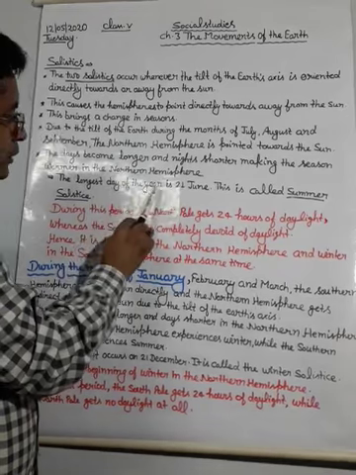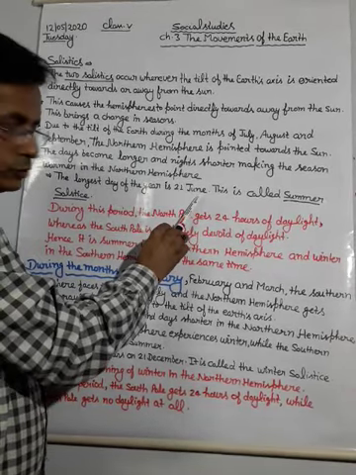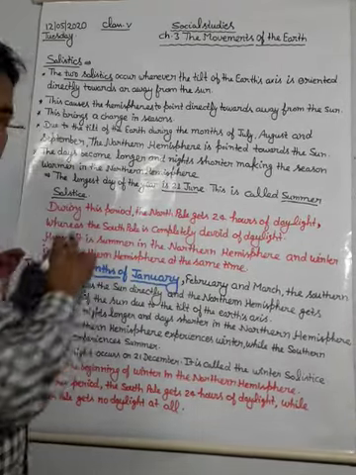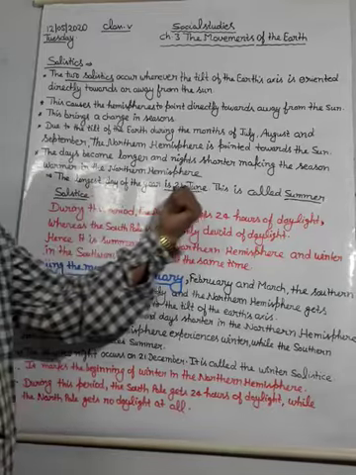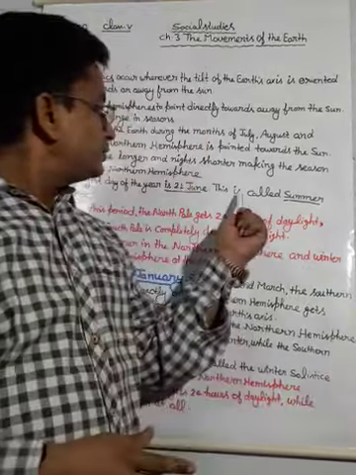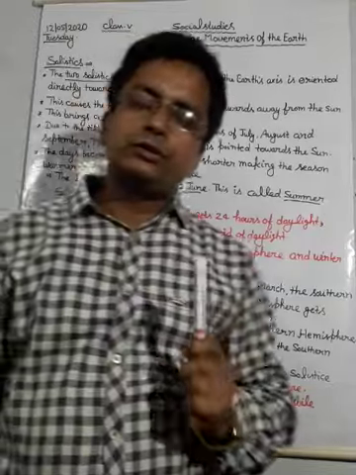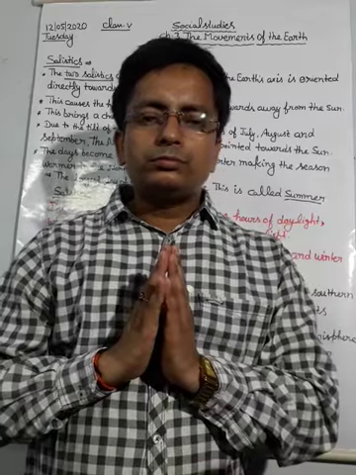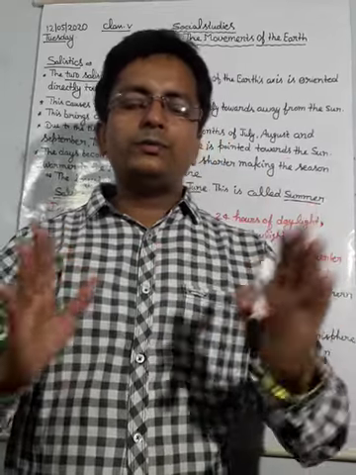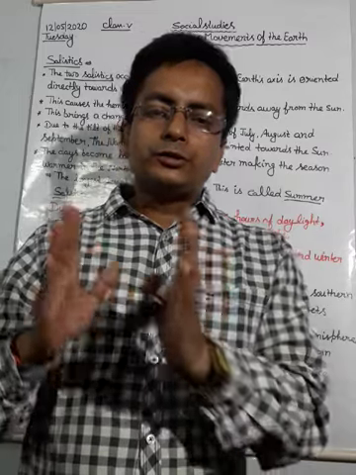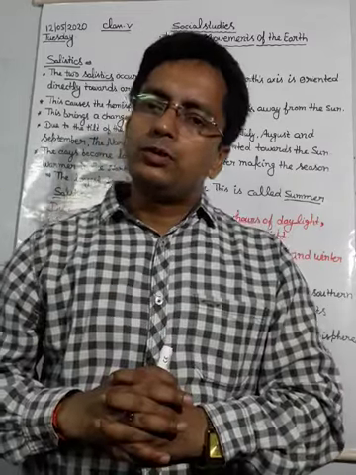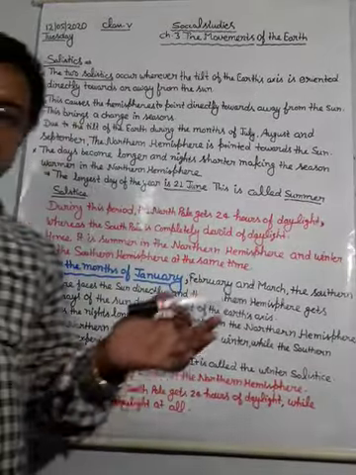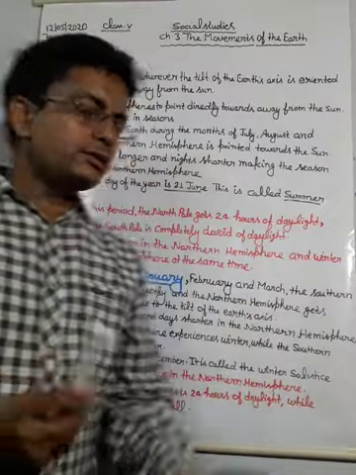The longest day of the year is 21st June. 21st June is observed as the summer solstice. Summer solstice means days are longer and warmer, and nights are shorter. So it's called the summer solstice. What happens in this time? We will discuss it.